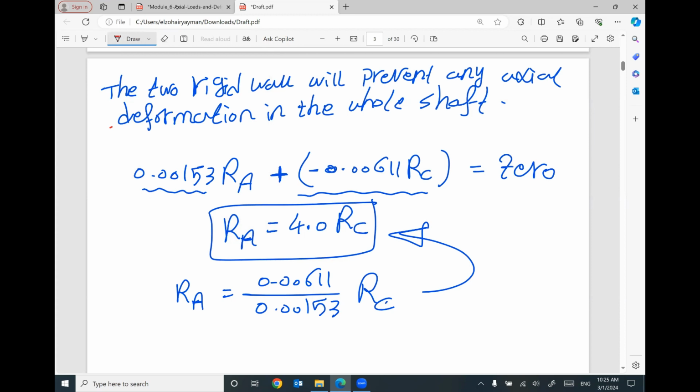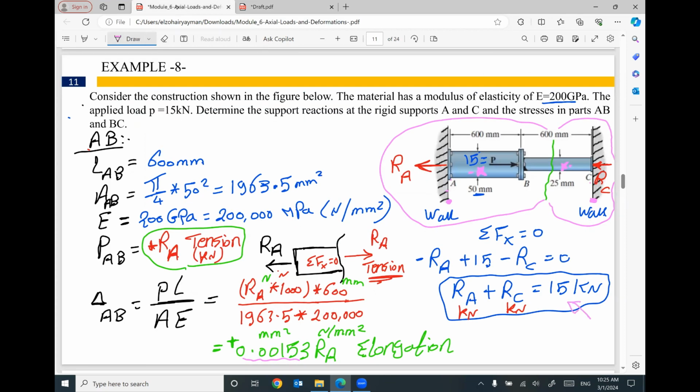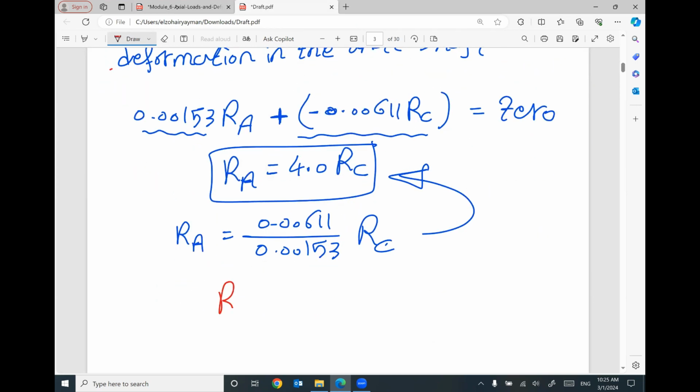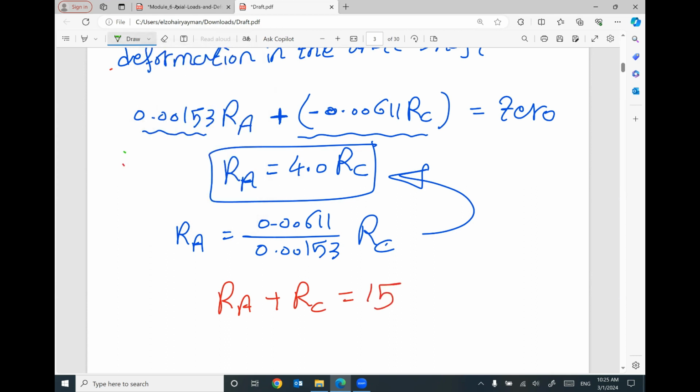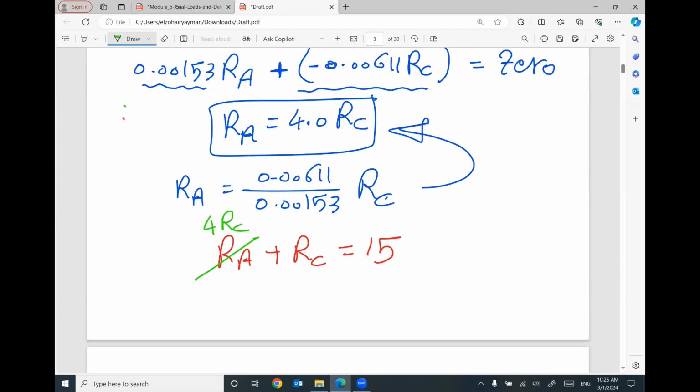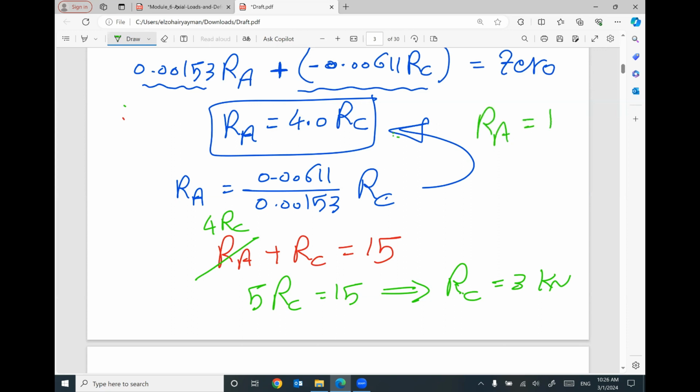Please go back to the first equation that you set up from engineering mechanics. RA plus RC was equal to 15. So I'm going to remove RA and put 4 RC. So 5 RC will equal 15. The only unknown in this equation, RC, will be 3 kilonewton. Once you get the value for RC, I can go back here and put the value of RC equal 3. So the value of RA will equal 12.